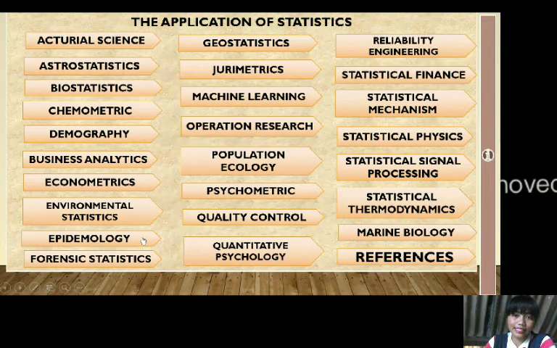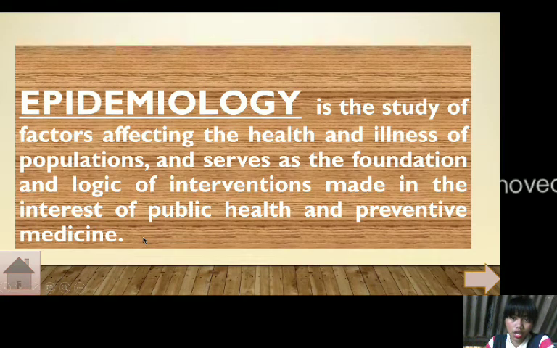Like that. So next is the epidemiology. So what is the use of statistics here? First, epidemiology is the study of factors affecting the health and illness of populations and serves as the foundation and logic of interventions made in the interest of public health and preventive medicine. So it helps with the study, design, collection, and statistical analysis of data, interpretation, and dissemination of results, including peer review and occasional systematic review.